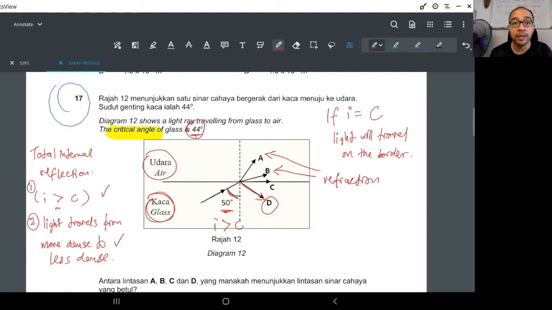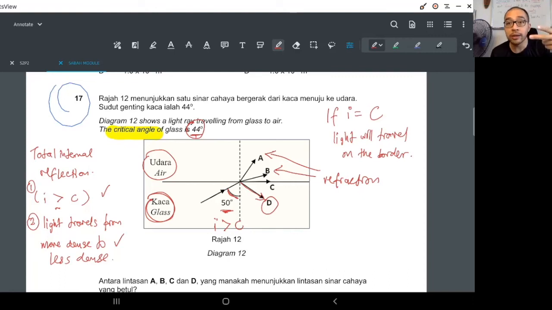You need to think about it. Glass is more dense. Try to knock your head with glass and try to knock your head with air, which is more painful? Of course the glass is more painful because it has a bigger density. Obviously it's going to be more painful. But for total internal reflection to happen, the light must be traveling from the more dense into the less dense.